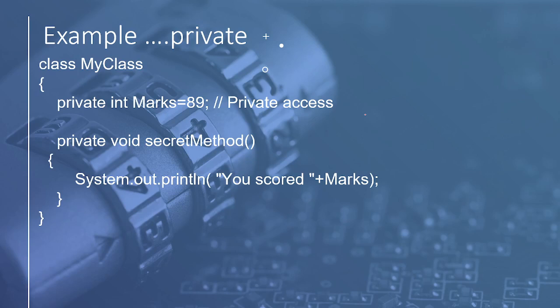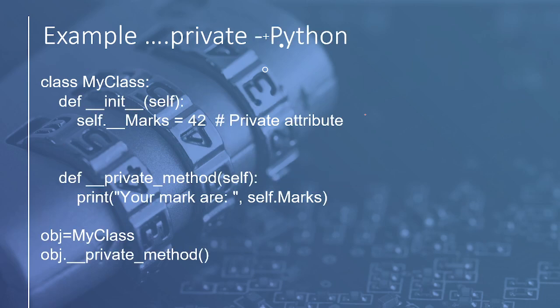Now let's see an example. Private int marks = 89, and private void secret, this is for Java. System.out.println, you're printing the marks. It is a very simple example where we have used the keyword private to declare the variables and the method. In Python, as I said earlier, it is underscore. So self.__marks is equal to 42. Then we define a function, private method, which is just the name of the method. So it is not a keyword, it is a name.